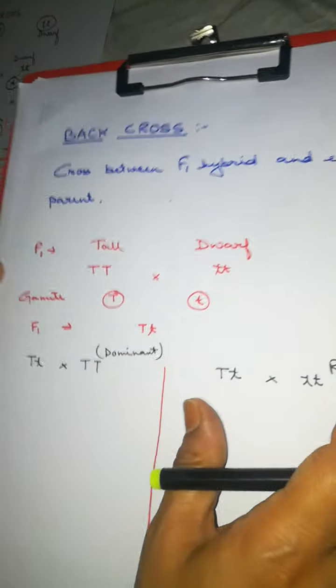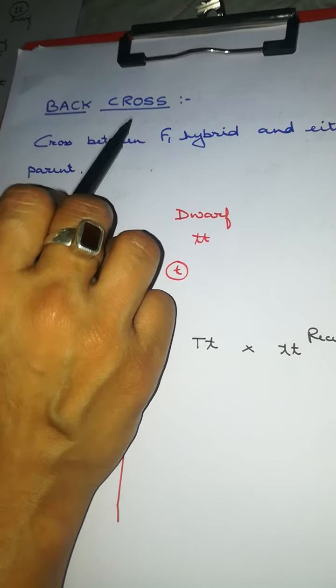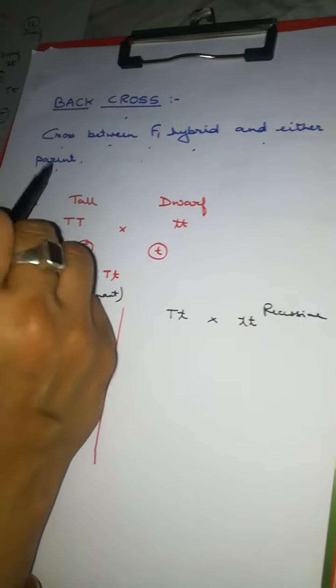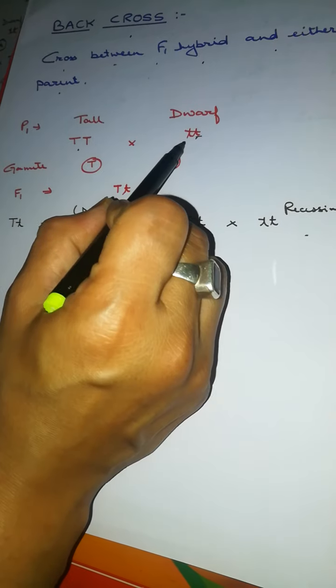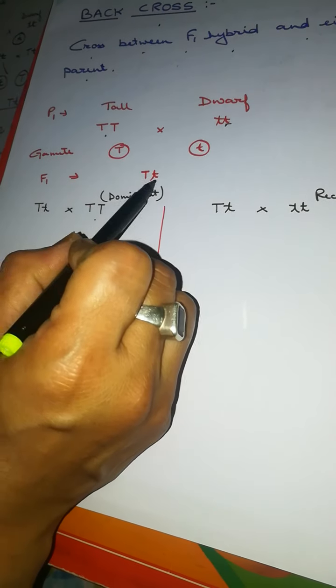Now similarly we will now check the back cross. These are all important parts. Now what is back cross? Back cross means the cross between F1 hybrid and either parent. Either parent means it may be either dominant parent or recessive parent. Now this cross is similar. Parental generation, capital T, small t is taken. Gametes are taken. F1 generation.